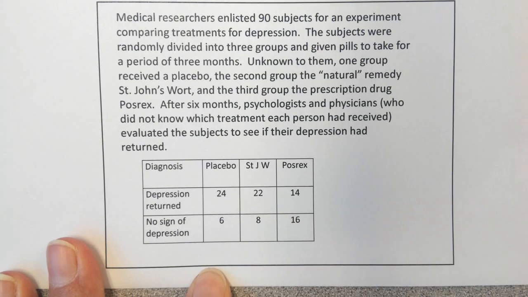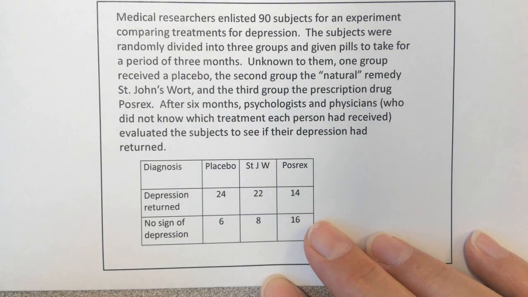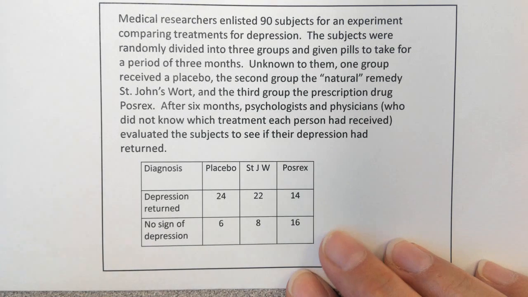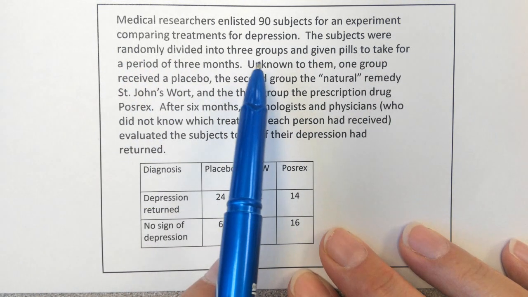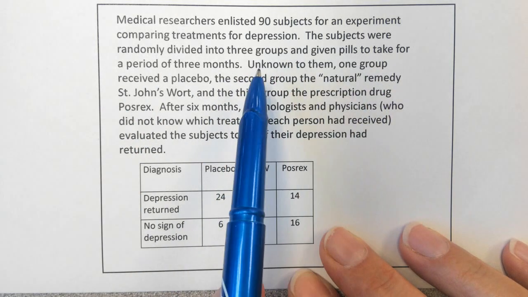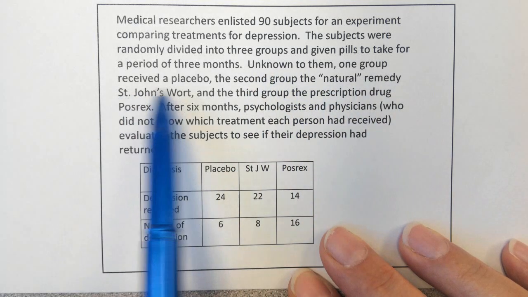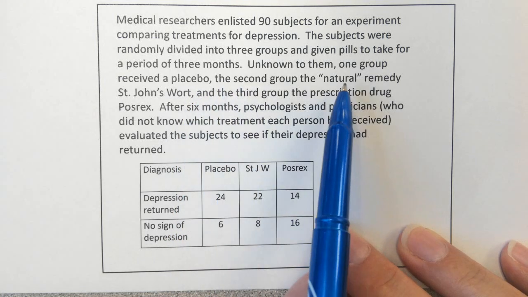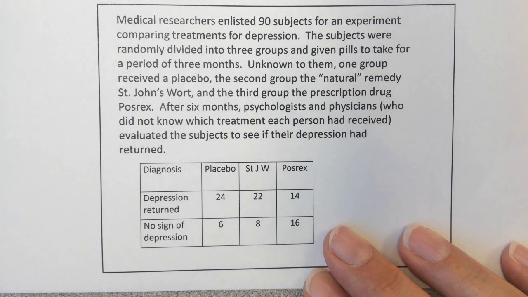All right, so we have these medical researchers. They got 90 subjects for an experiment comparing treatments for depression. So they're probably volunteers who are depressed, which is fine. You don't need a random sample. You just have to randomly assign your treatments. Subjects were divided randomly, we like that, into 3 groups and given pills to take for a period of 3 months. Unknown to them, so blinding is involved, which is the best way to do things. One group received a placebo, a dummy pill that has no medicinal value. The second group received a natural remedy, St. John's wort. And the third group, the prescription drug, Posrex.